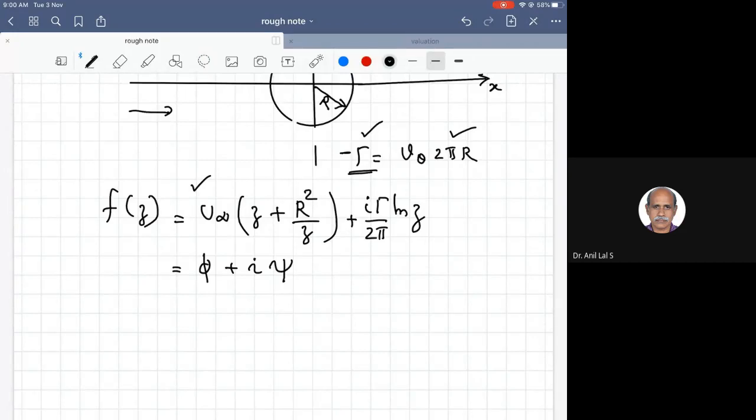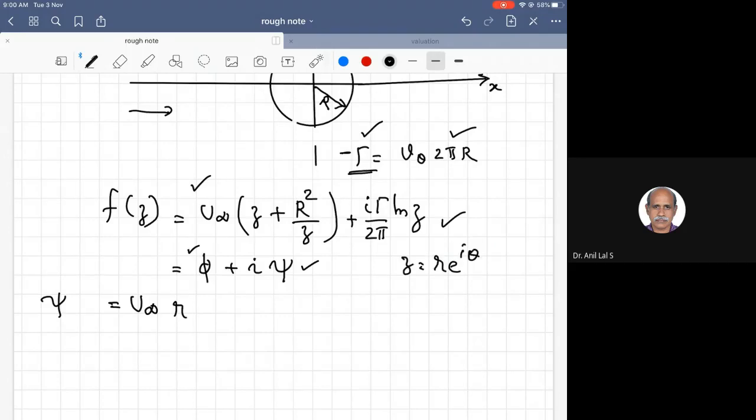So phi is the scalar flow potential and psi is the stream function. Let us write down what psi is. Psi is the imaginary part of this F(z), and we know that it is U infinity times z. If you write z as r e raised to i theta, that is r cos theta plus i r sin theta. So the imaginary part consists of r sin theta. So z is equal to r e raised to i theta.